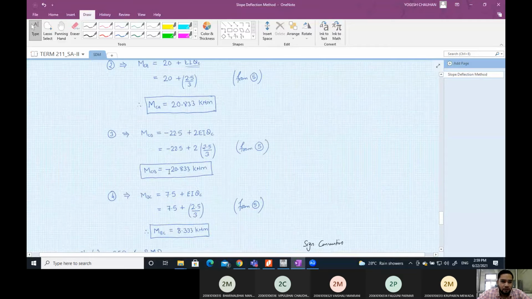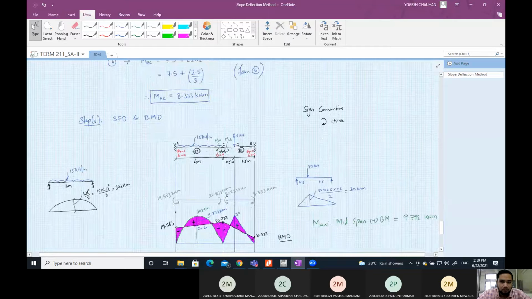So it is plus 20.833. Then MCB is minus 20.833. That means anti-clockwise, so anti-clockwise 20.833, and MBC is positive 8.333. That means it is clockwise 8.333.